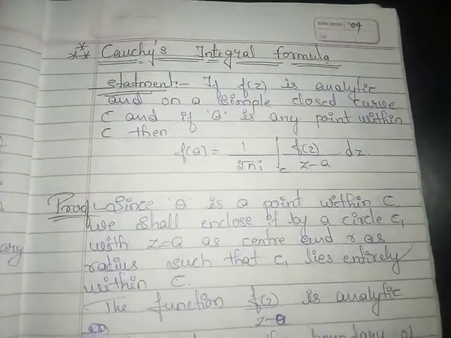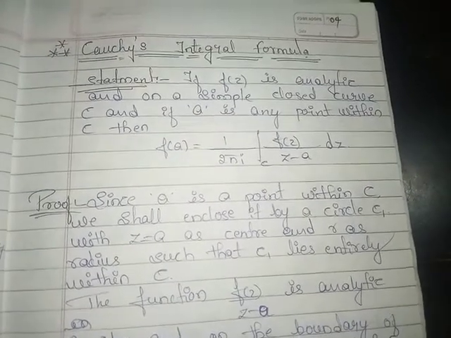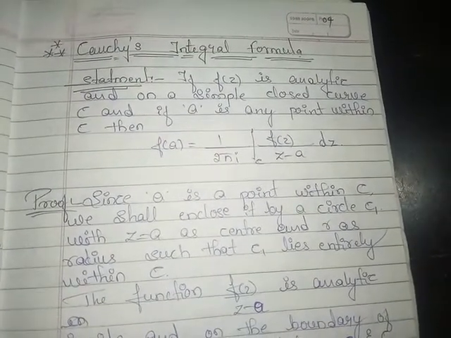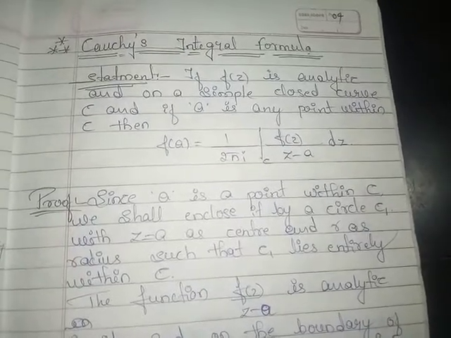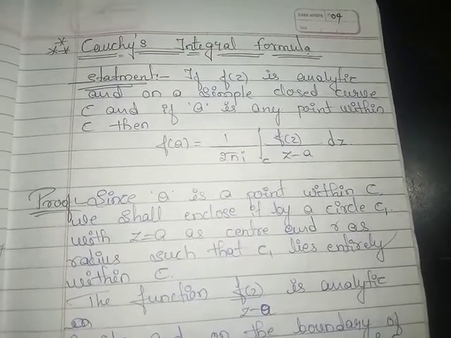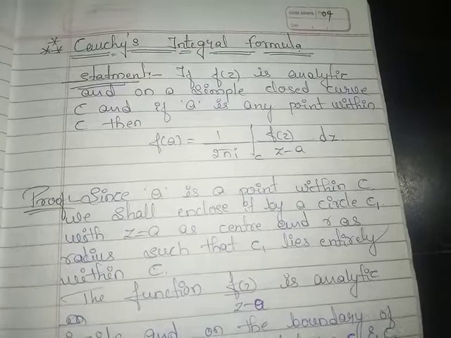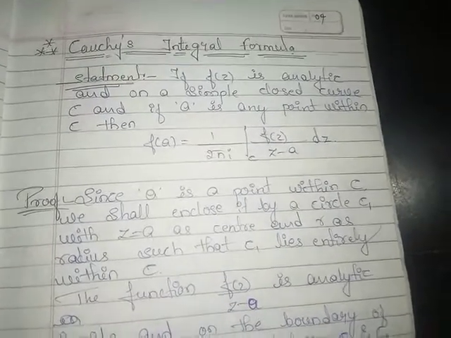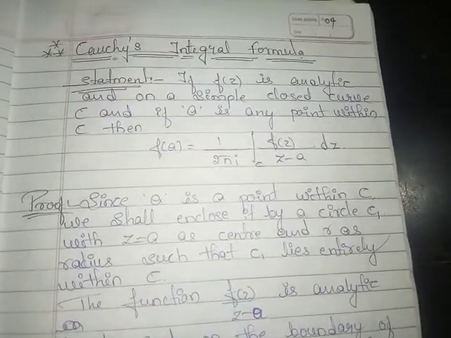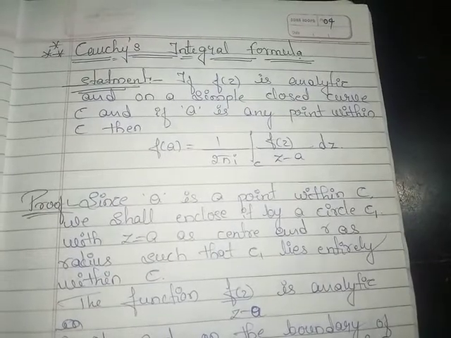Next theorem is Cauchy integral formula. Statement: if f of z is analytic on and within a simple closed curve C, and if A is any point within C, then we have to prove that f of A is equal to 1 divided by 2 pi i integration over C f of z divided by z minus A into dz.